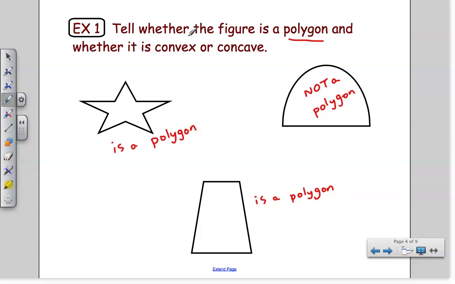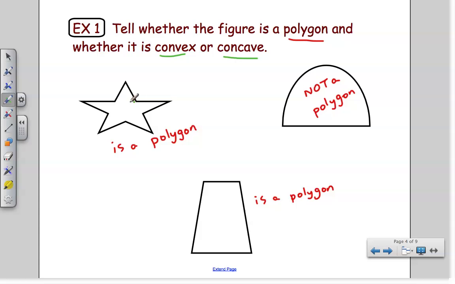Let's also decide whether these things are convex or concave. Again, I like to think of concave as the figure caving in, pointing inwards in some spots. Remember that convex, if you extended the lines, you would never enter the interior. This star shape, you should be thinking concave because of all the times that these sides point inward towards the center.